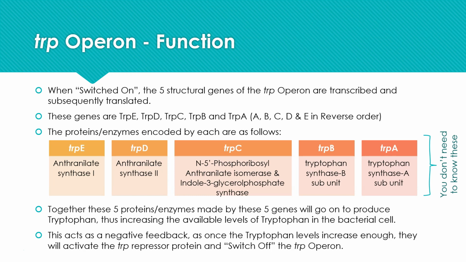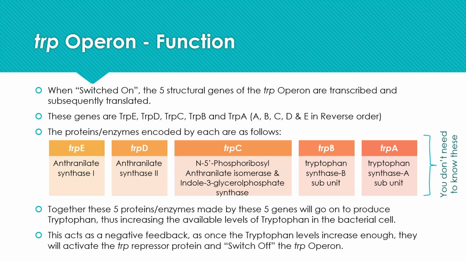Now, I've given you the names of the proteins, they're actually enzymes that those different genes code for. You do not need to remember the names of them at all, but that's there in case you're curious about them. Now, these 5 proteins / enzymes, they work together.